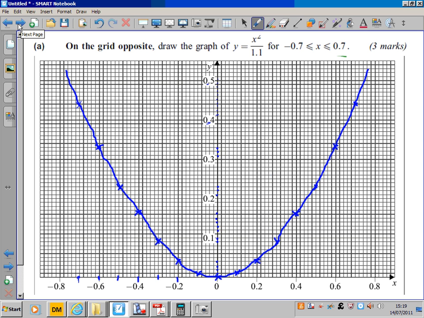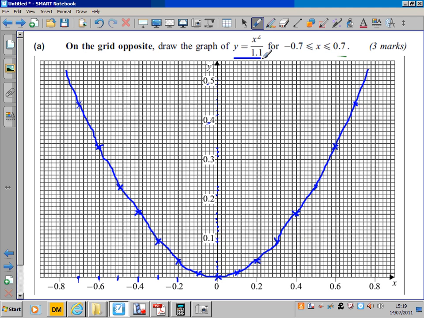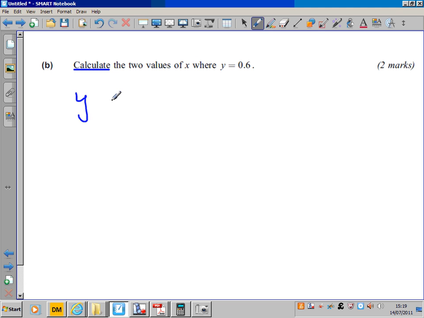Okay, so that's part A done. Part B, calculate the 2 values of x where y equals 0.6. To do that, I noticed first of all that it says calculate, which means I'm probably not supposed to read this off of the graph. I'm probably supposed to do this by calculation, i.e. by algebra. So I'll go back to see what the equation was. It was y equals x squared over 1.1. So let me write that down. y equals x squared over 1.1.